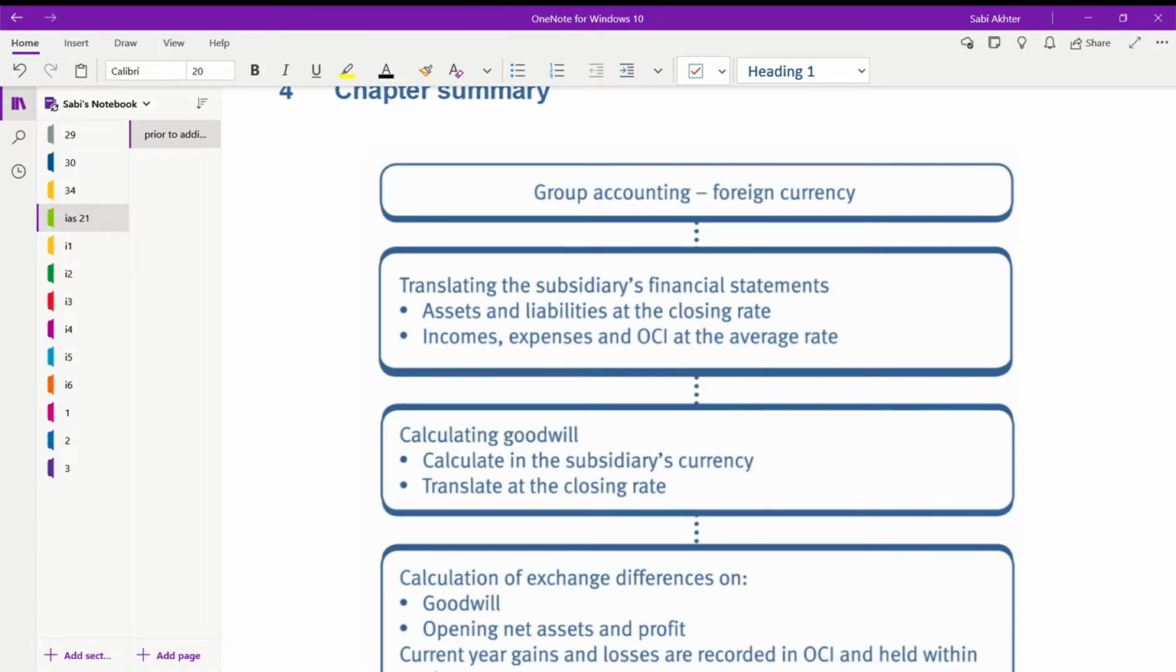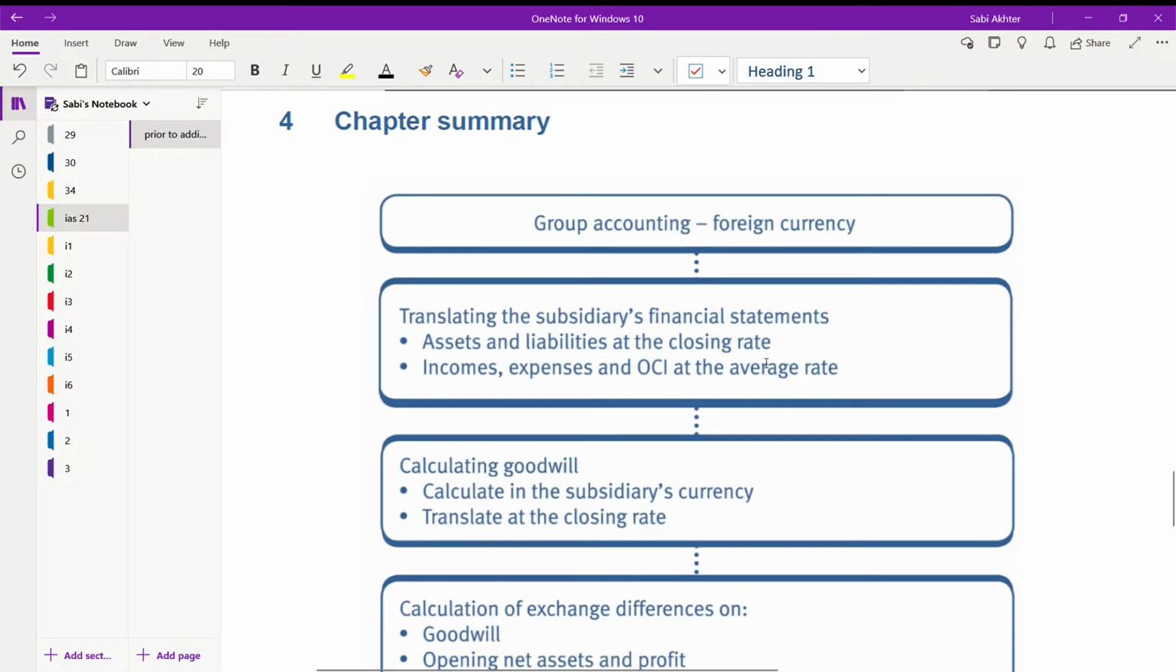So let's start. Group accounting: before you consolidate, remember the subsidiary's currency is different to the group's. They have to have the same currency as the group. That's why we first have to translate their assets, their liabilities, their income, their expenses, and then you have to consolidate. So how do you translate?